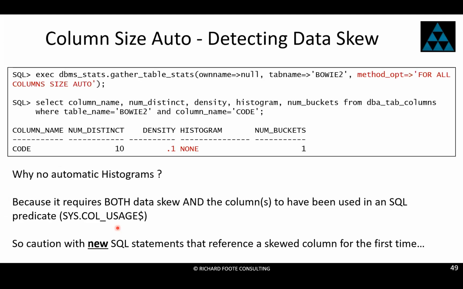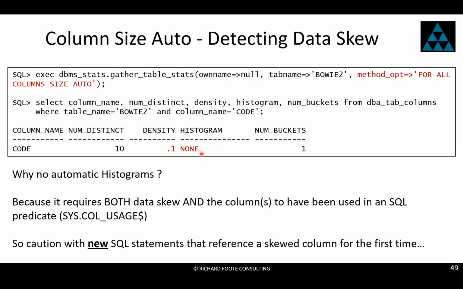All right. Now, key point to make with this is that if you collect your stats by default, and I ordinarily would recommend you do this, so just let method opt for all rows size auto, let Oracle decide how to collect the statistics and whether or not, importantly, to collect a histogram. Now, when I run this normal stat collection, I don't have any histograms.